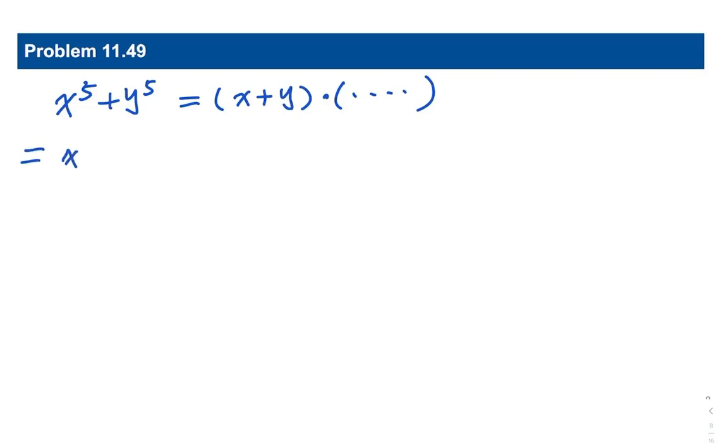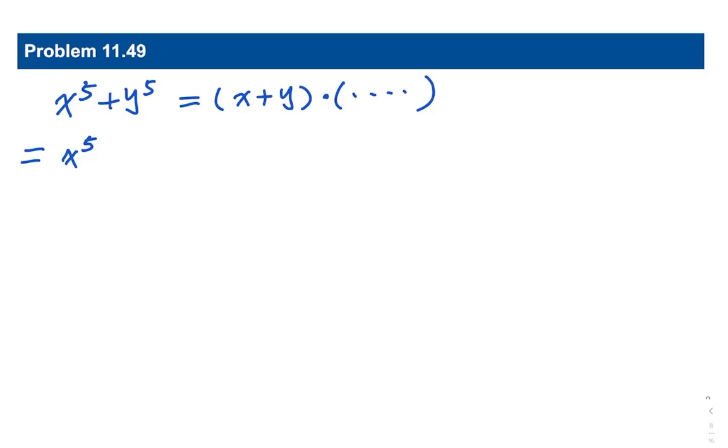The expression x to the power 5 plus y to the power 5 can be written as a product of x plus y and another factor. Find that factor. So we are told that this can be written as x plus y times something. We need to find that term. What we can do is we try to make x plus y a factor.